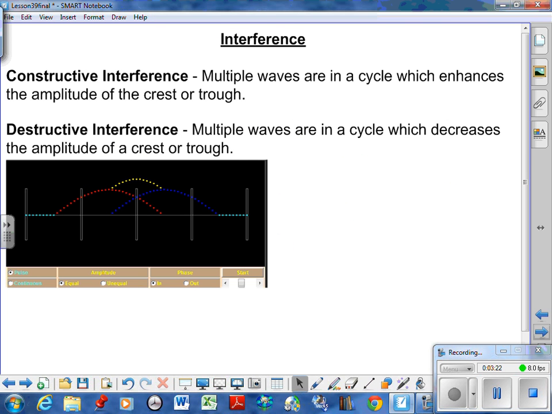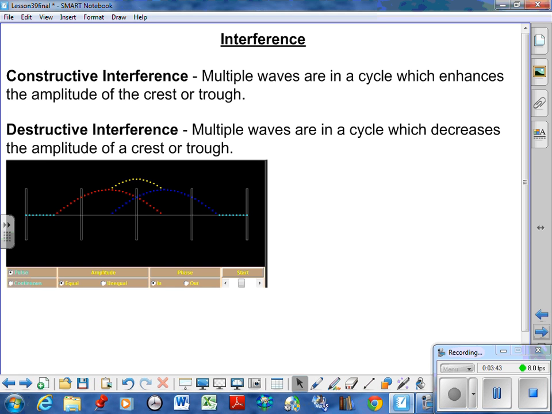So interference. We have 2 types of interference. We have constructive interference, which is when waves, crests interact or troughs interact, so it increases the amplitude. And then we have destructive interference, where waves in a cycle decrease the amplitude of the crest or the trough.